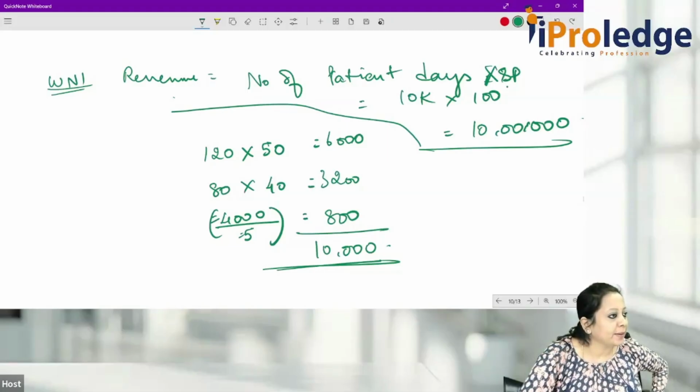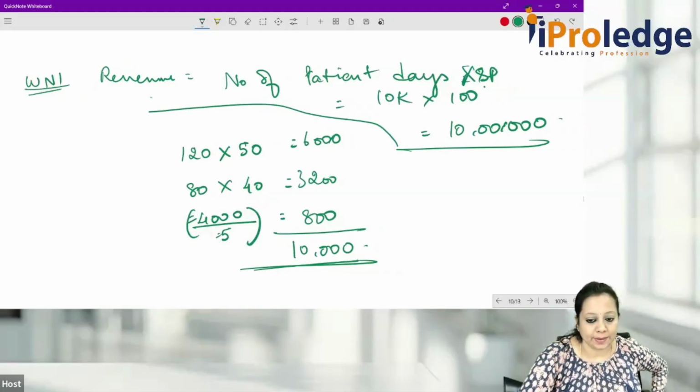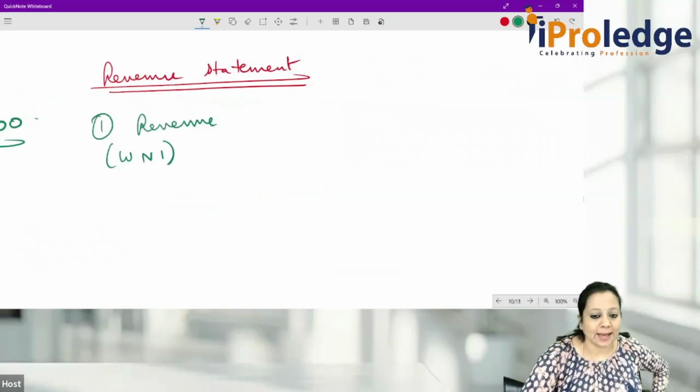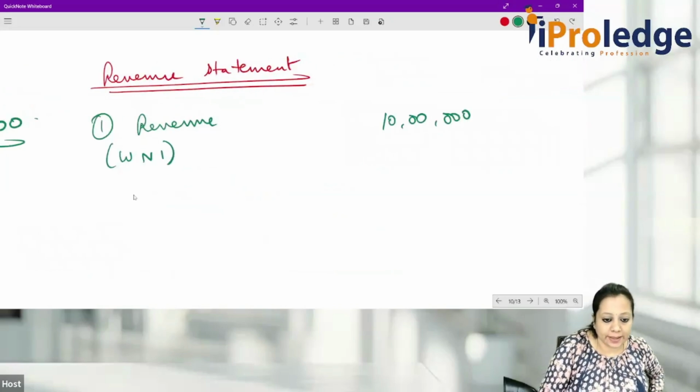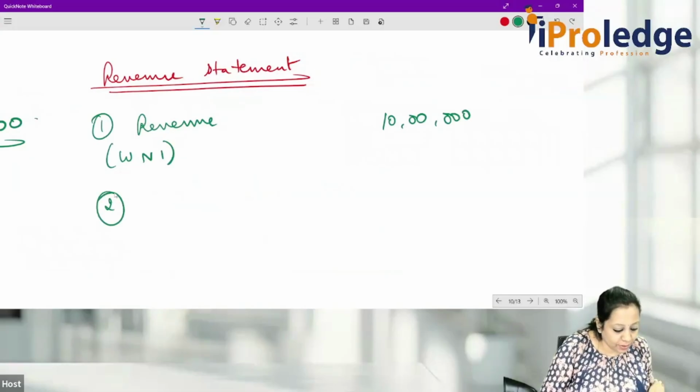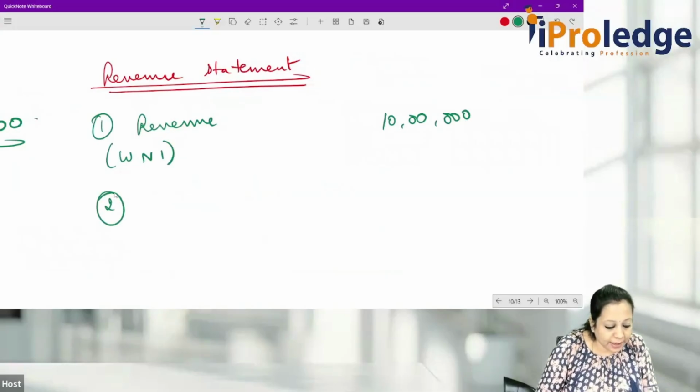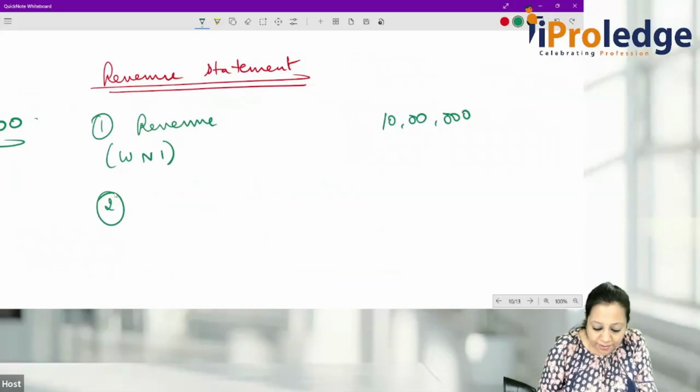Then now, okay. So it is going to be 10 lakhs. We will start from here. Then we'll go to the next. As usual, we'll go in the order, but we'll have to calculate which is variable and which is fixed.